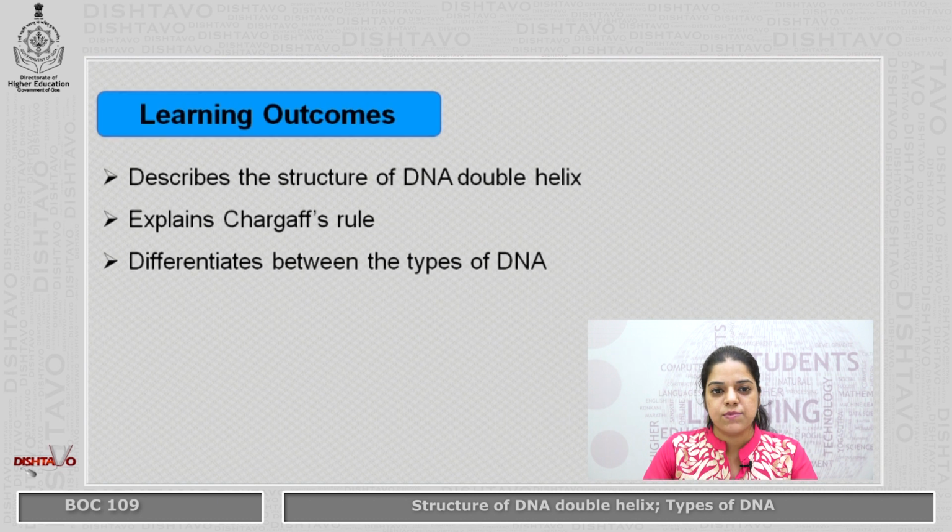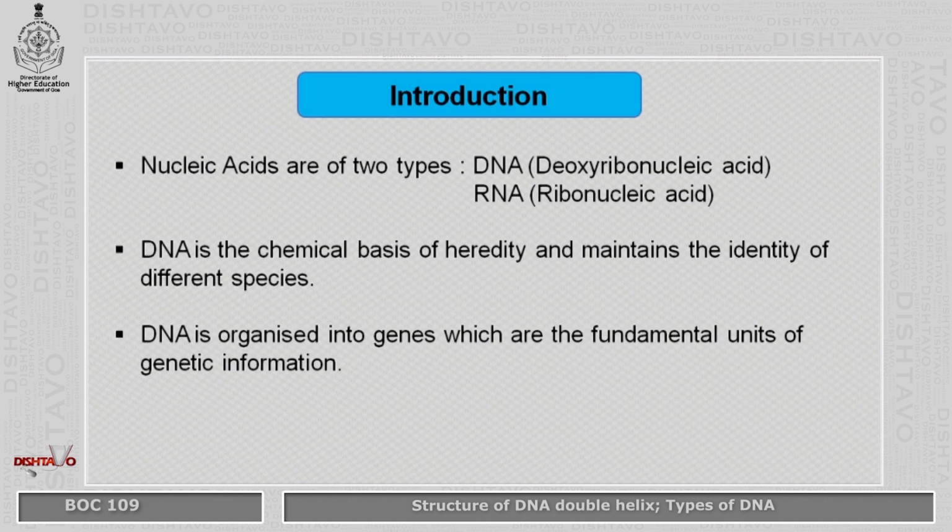The learning outcomes of this module: the student will be able to describe the structure of DNA double helix, the student will be able to explain Chargaff's Rule, and the student will be able to differentiate between the types of DNA. Nucleic acids are of two types, namely DNA, that is deoxyribonucleic acid, and RNA, that is ribonucleic acid.